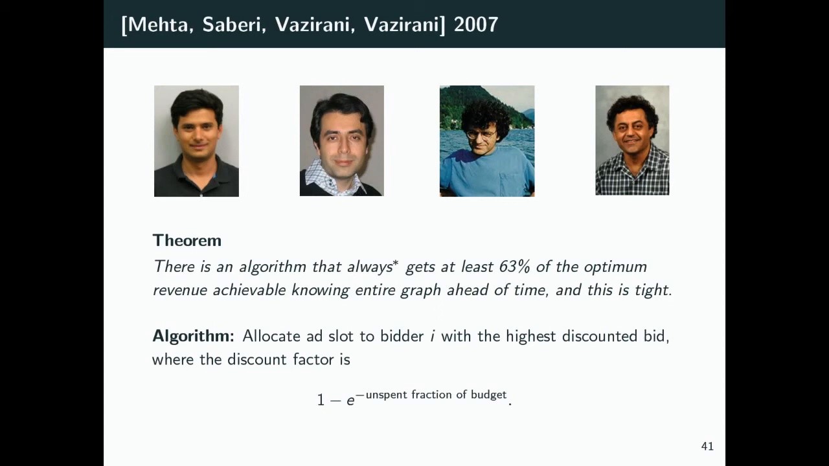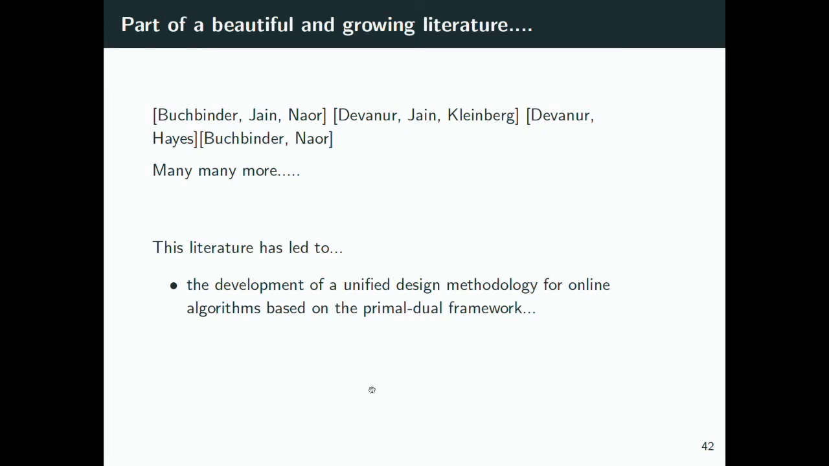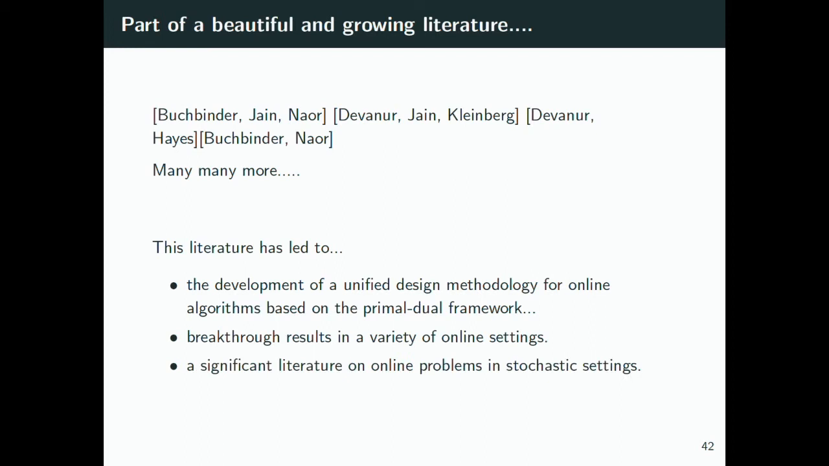And it's part of a beautiful and growing literature. This literature, for example, has led to the development of some very nice design methodologies for online algorithms based on the primal dual framework, and breakthrough results on a variety of problems. And also, kind of orthogonally, I just want to mention a significant literature on online problems in stochastic settings.